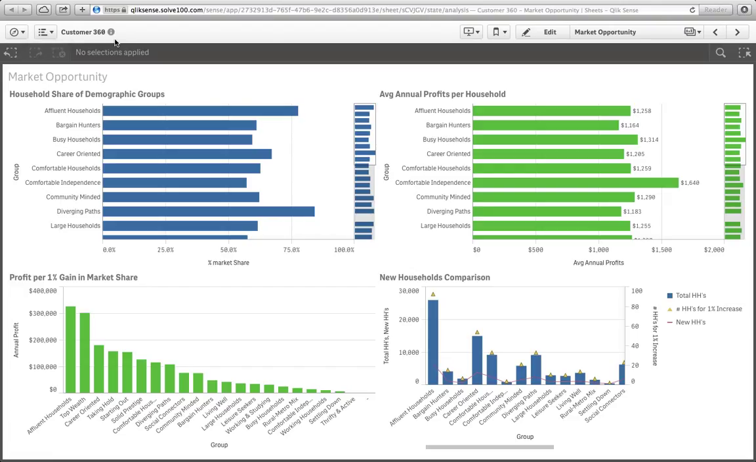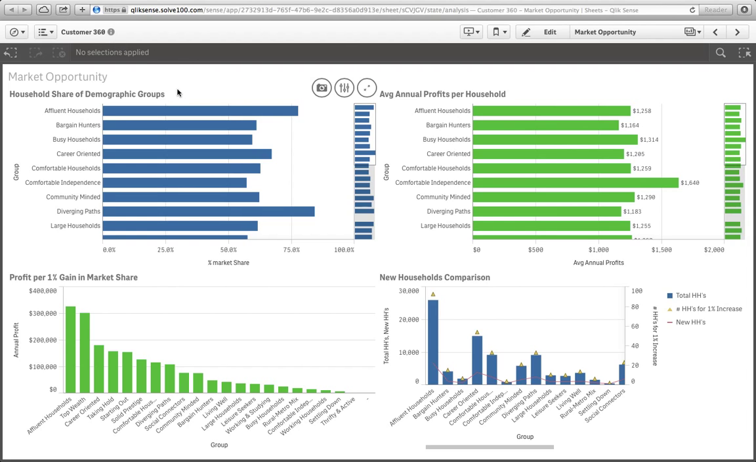Now what we want to do is look at what is our market opportunity. We've done a deep dive into our customer base. We know the strengths and weaknesses that there are, but now we want to create new households. We want to grow, expand our market share. So what do we need to do?